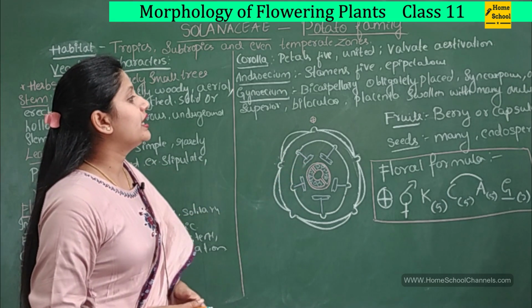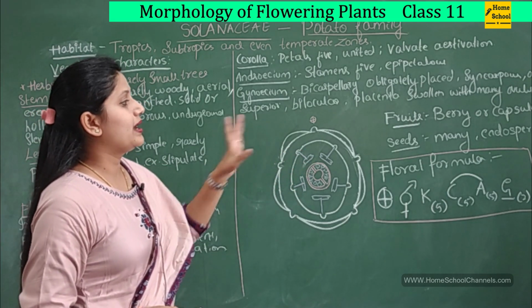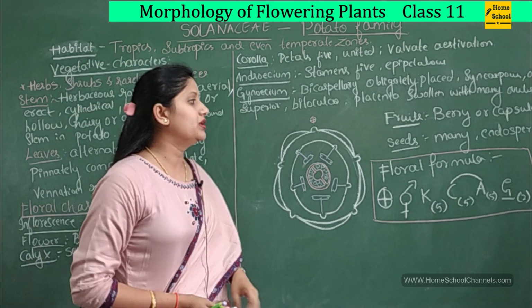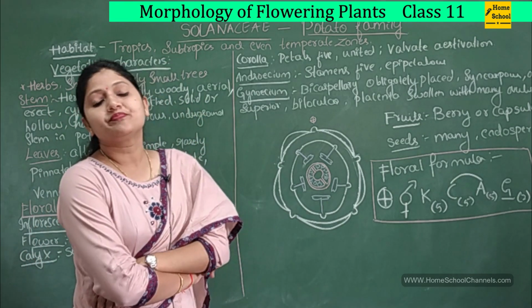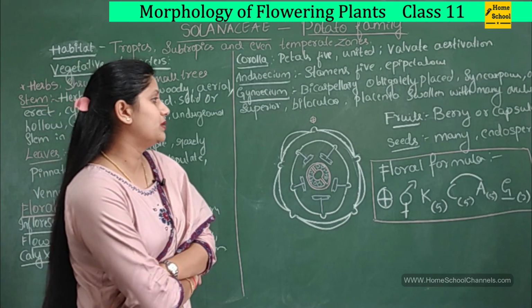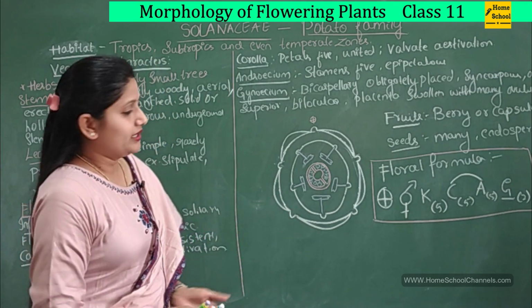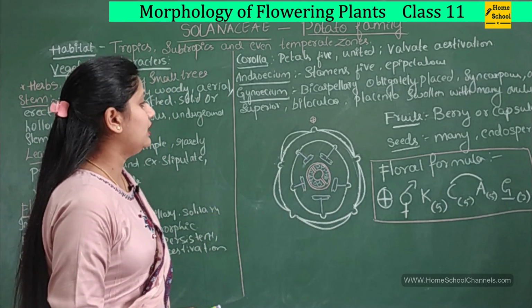About the fruits, they are usually berry or capsule. About the seeds, they are many and they are endospermous. Endospermous means they have the endosperm which stores the food. Hence, they are called endospermic seeds. So now, coming on to the main part, that is the floral formula and the floral diagram.